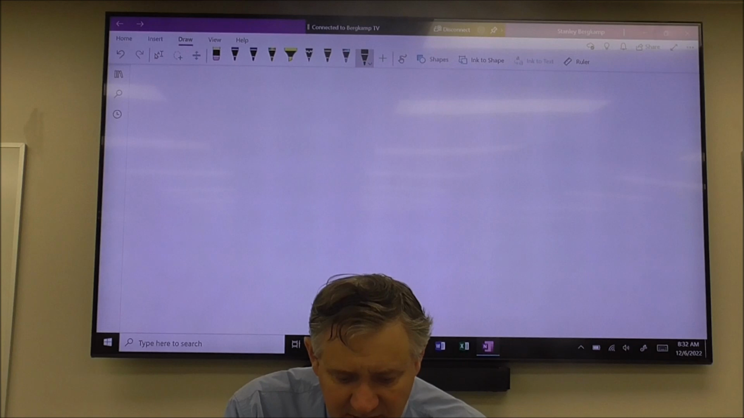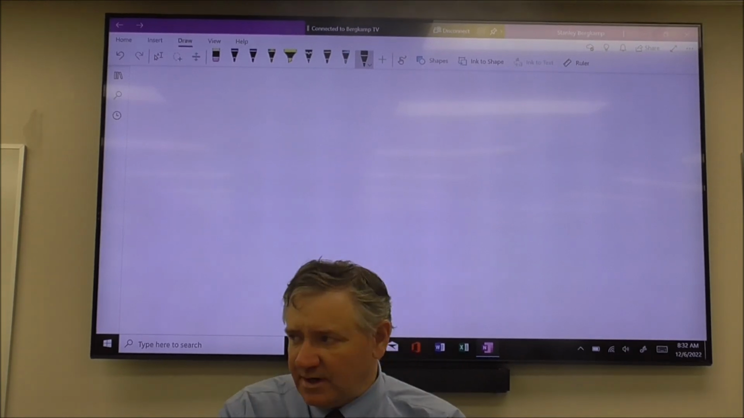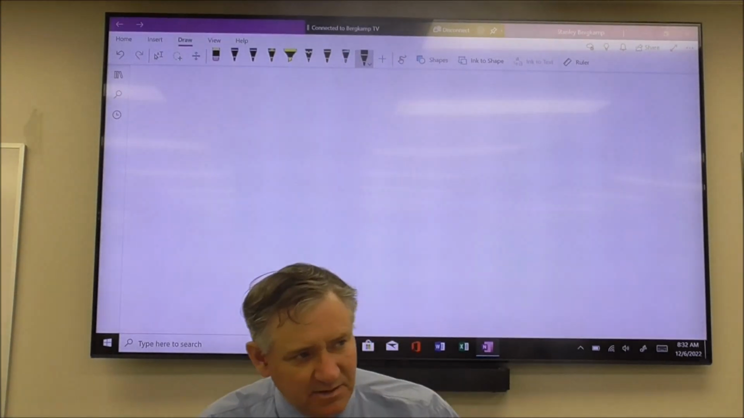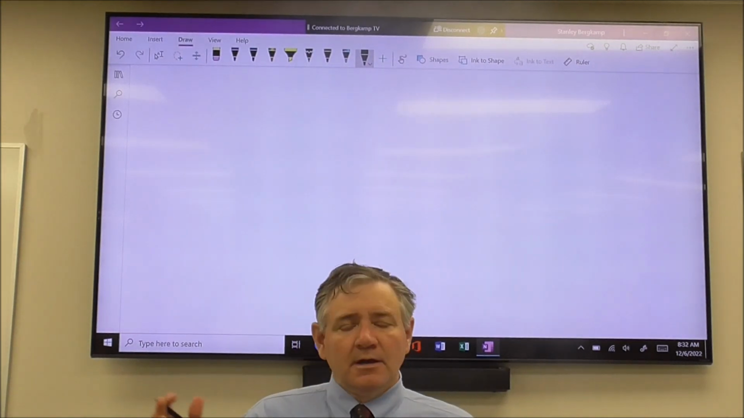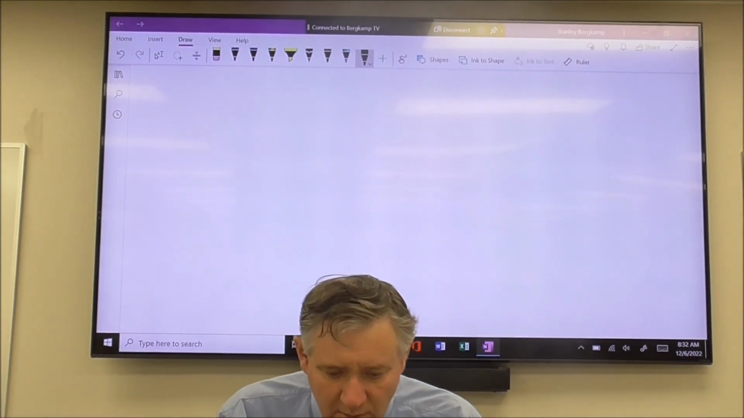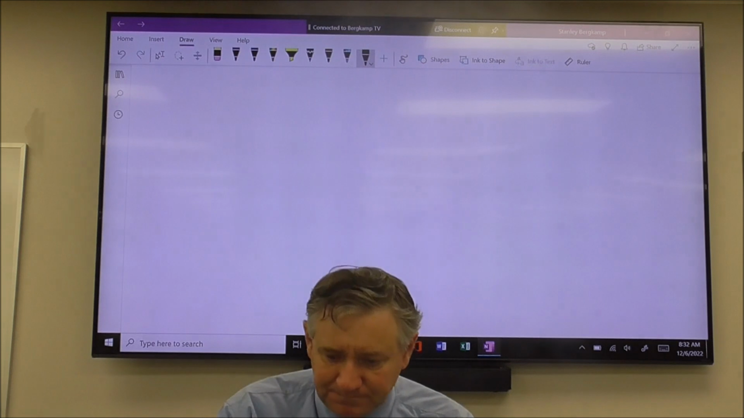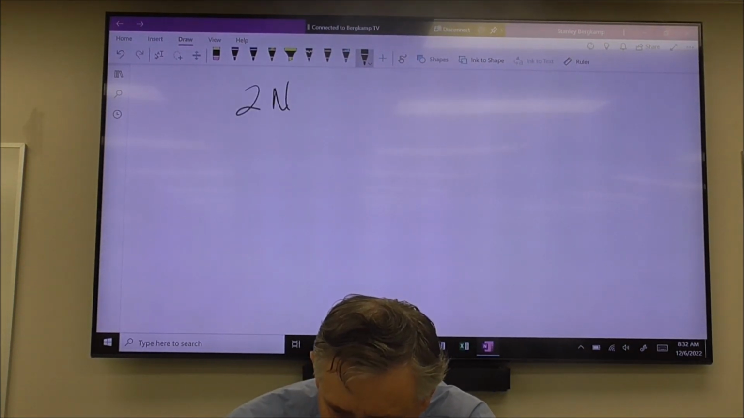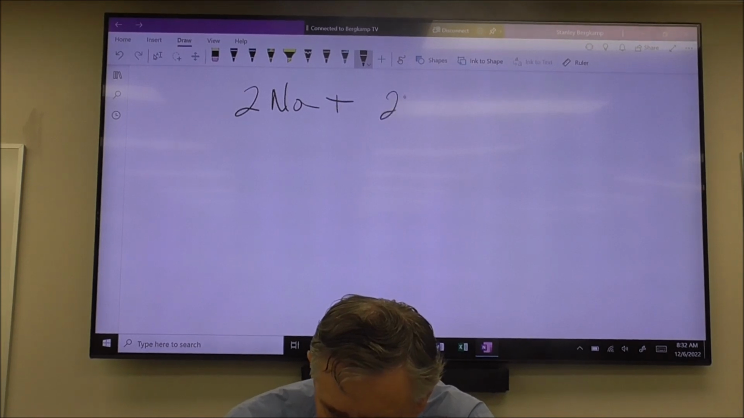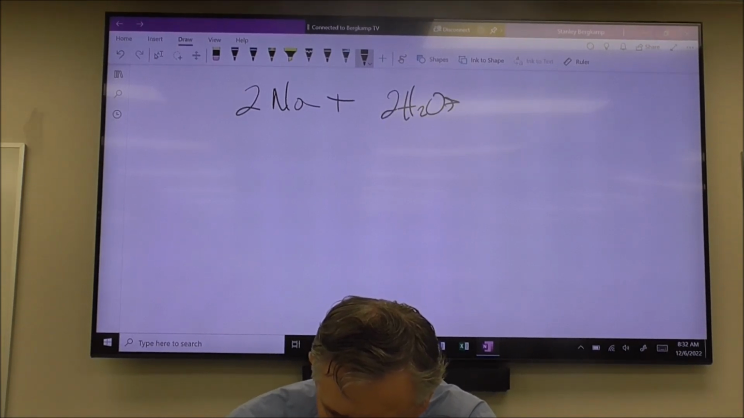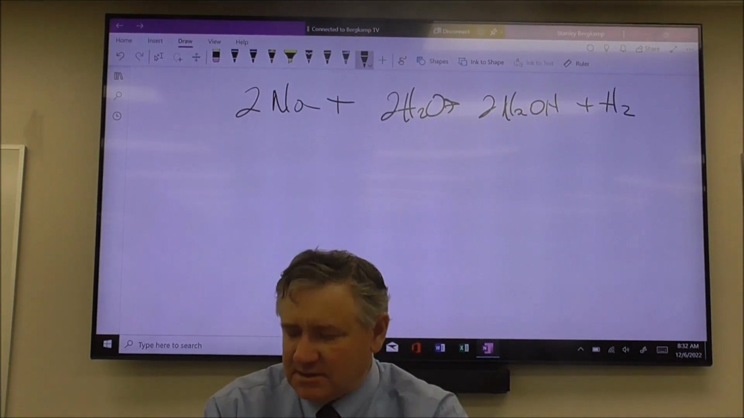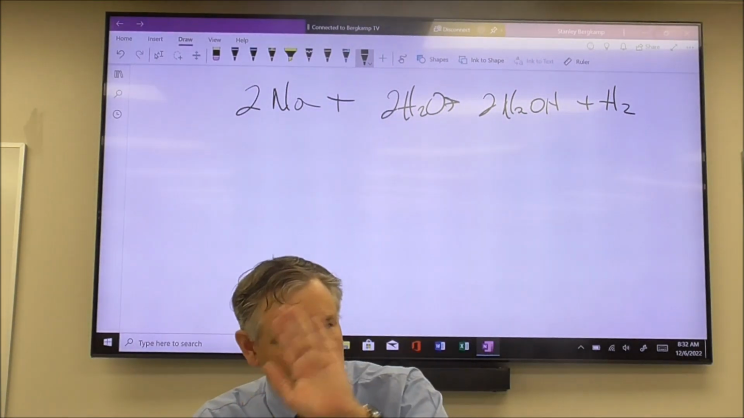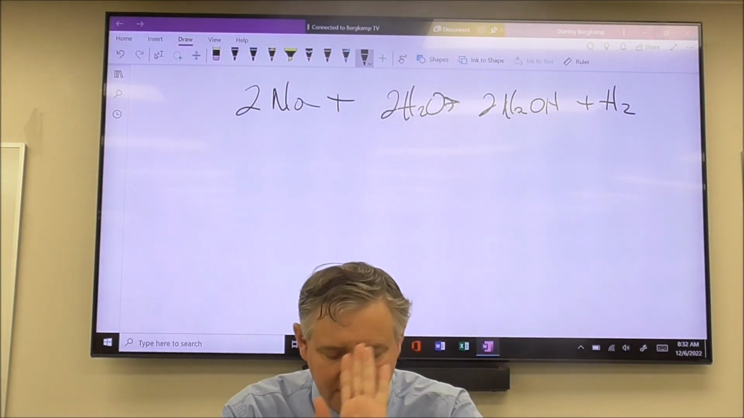So I don't know how many moles of sodium are required to produce 4 moles of hydrogen gas. So that's your task. Class, we need to make 4 moles of hydrogen gas. So here's your reaction: 2 Na plus 2 H2O yields 2 NaOH plus hydrogen gas. It's already balanced for you. You don't have to balance it. Merry Christmas.